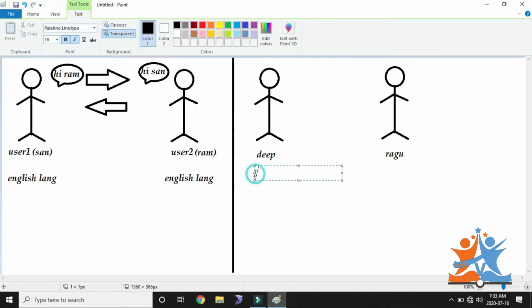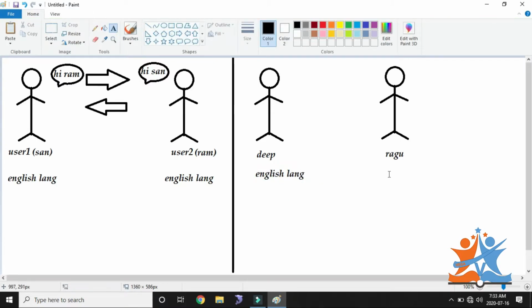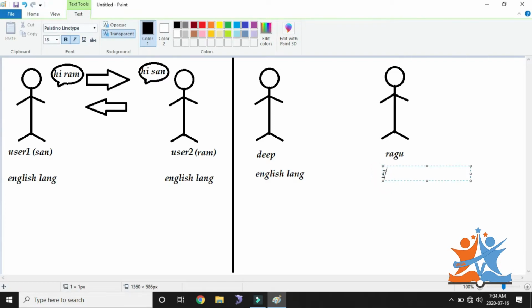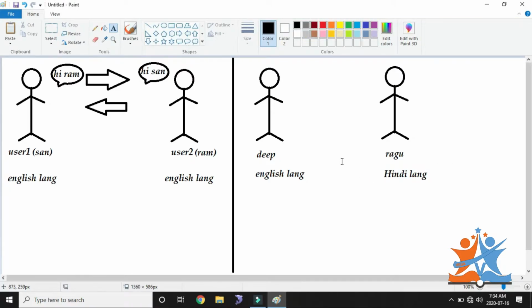Deep has knowledge of English only. But Raghu does not have any knowledge of English. He knows only Hindi. He doesn't know anything about the English language. So at this time, how will the communication go? Will it go smoothly or will there be any complication?